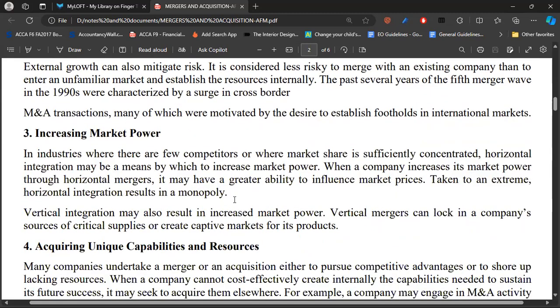Now, another thing we see companies trying to do is increasing market power. In industries where there are few competitors or where the market share is sufficiently concentrated, horizontal integration may be a means by which to increase market power. When a company increases market power through horizontal mergers, it may have a greater ability to influence market prices. Taken to an extreme, horizontal integration results in a monopoly.